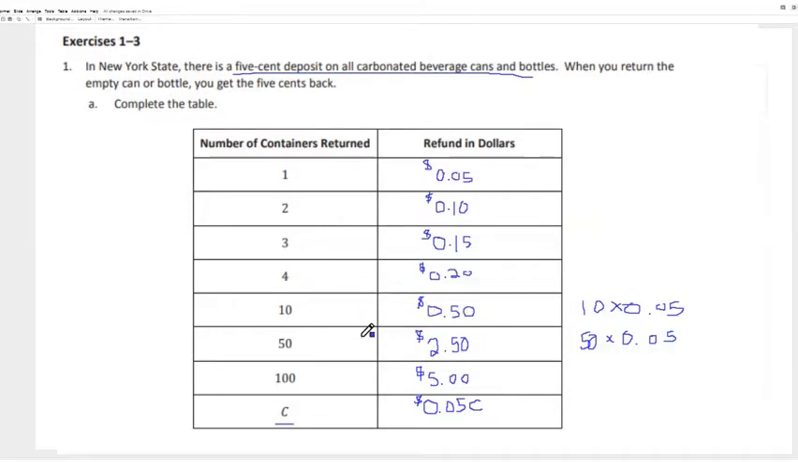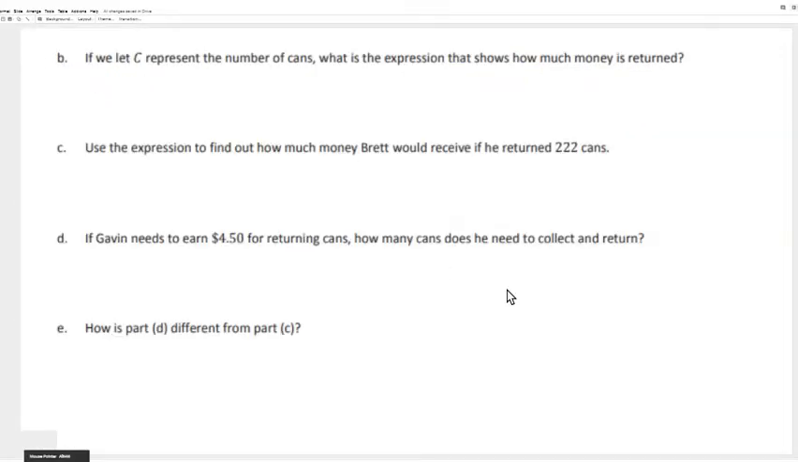Now, that's from back in chapter 1. This is the ratio relationship, because every time this goes up 1, this goes up 5 cents. So it's the same relationship all the way through. All right, so that's the table. So now let's go ahead and take a moment. Let's try to answer a few questions.